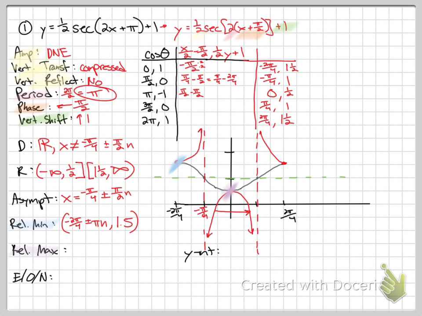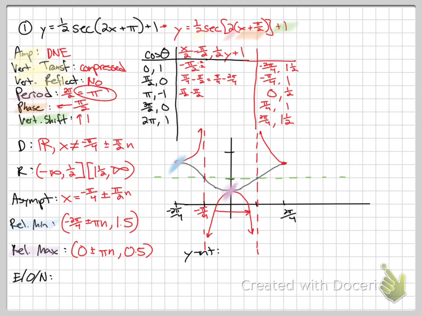Relative max, even though it's lower than my minimum, it's the top of a hill, it's relative to the points around it. That is happening at 0 plus or minus pi n. It happens every period. And it is at 0.5.